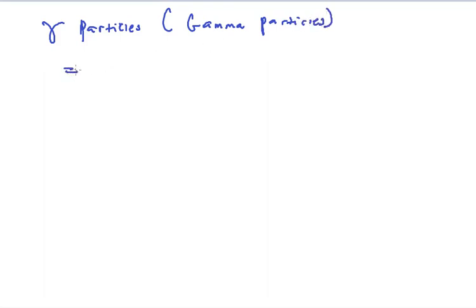Okay, well, the next one is the gamma particles. Gamma particles, it's written as gamma. They are high energy radiation. They are similar to X-rays. There is no mass or charge associated with the gamma particles.